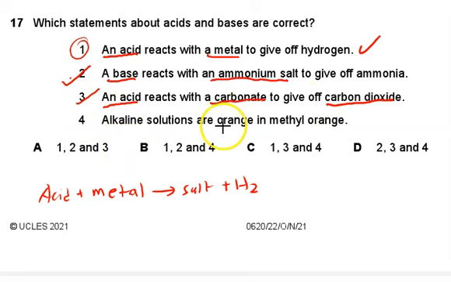Alkaline solutions are orange in methyl orange. So this one should be acidic. It is not alkaline, so 4 is wrong. So your best answer here will be 1, 2 and 3. A is your answer. Now we move on with number 18.